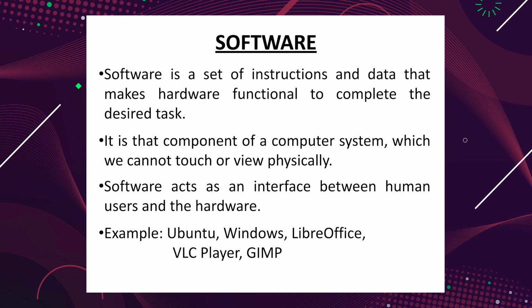So, we can define software as a set of instructions and data that makes hardware functional to complete the desired task. It is that component of a computer system which we cannot touch or view physically. Software acts as an interface between human users and the hardware. Some examples of software include operating system like Ubuntu or Windows, word processing tool like LibreOffice or Microsoft Word, video player like VLC player, photo editors like GIMP.